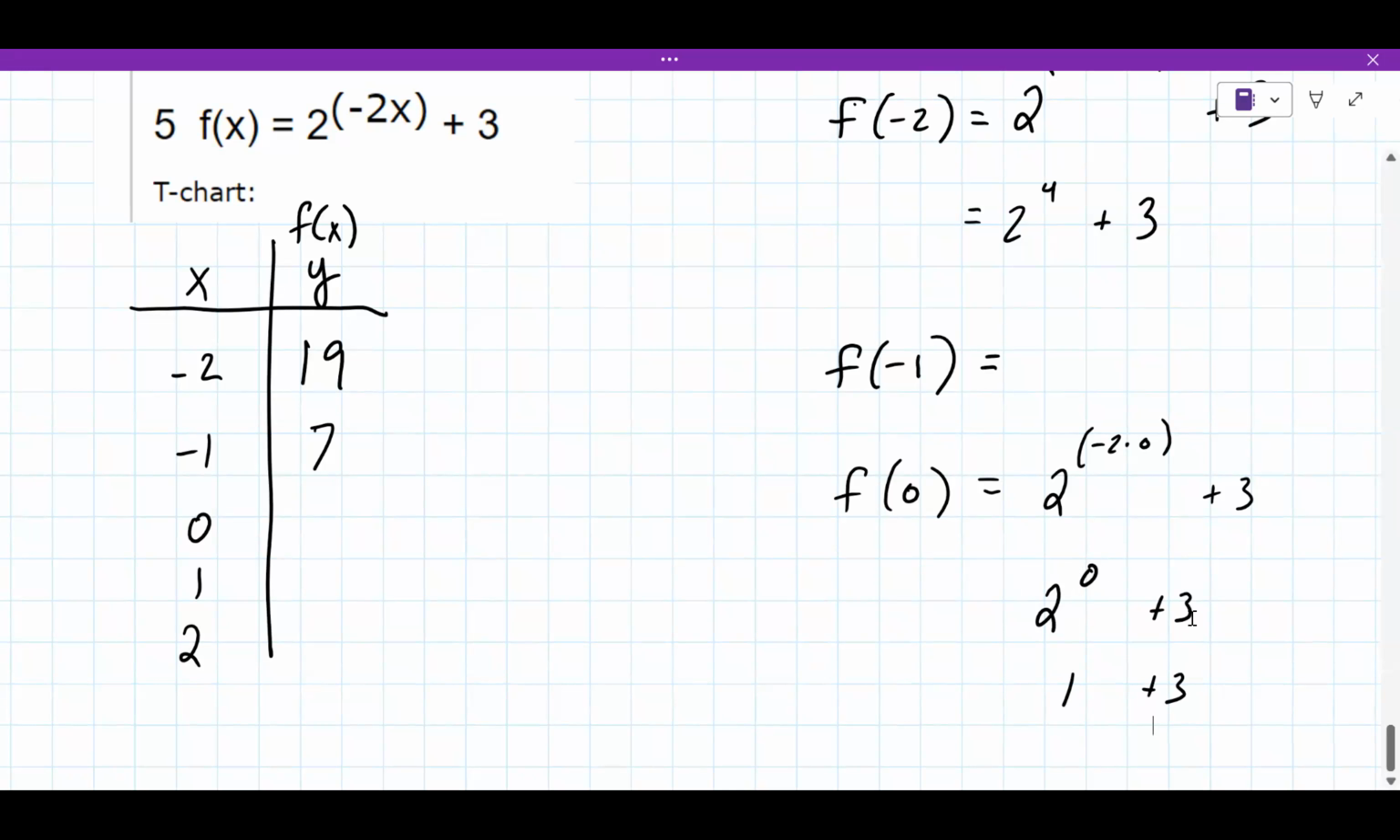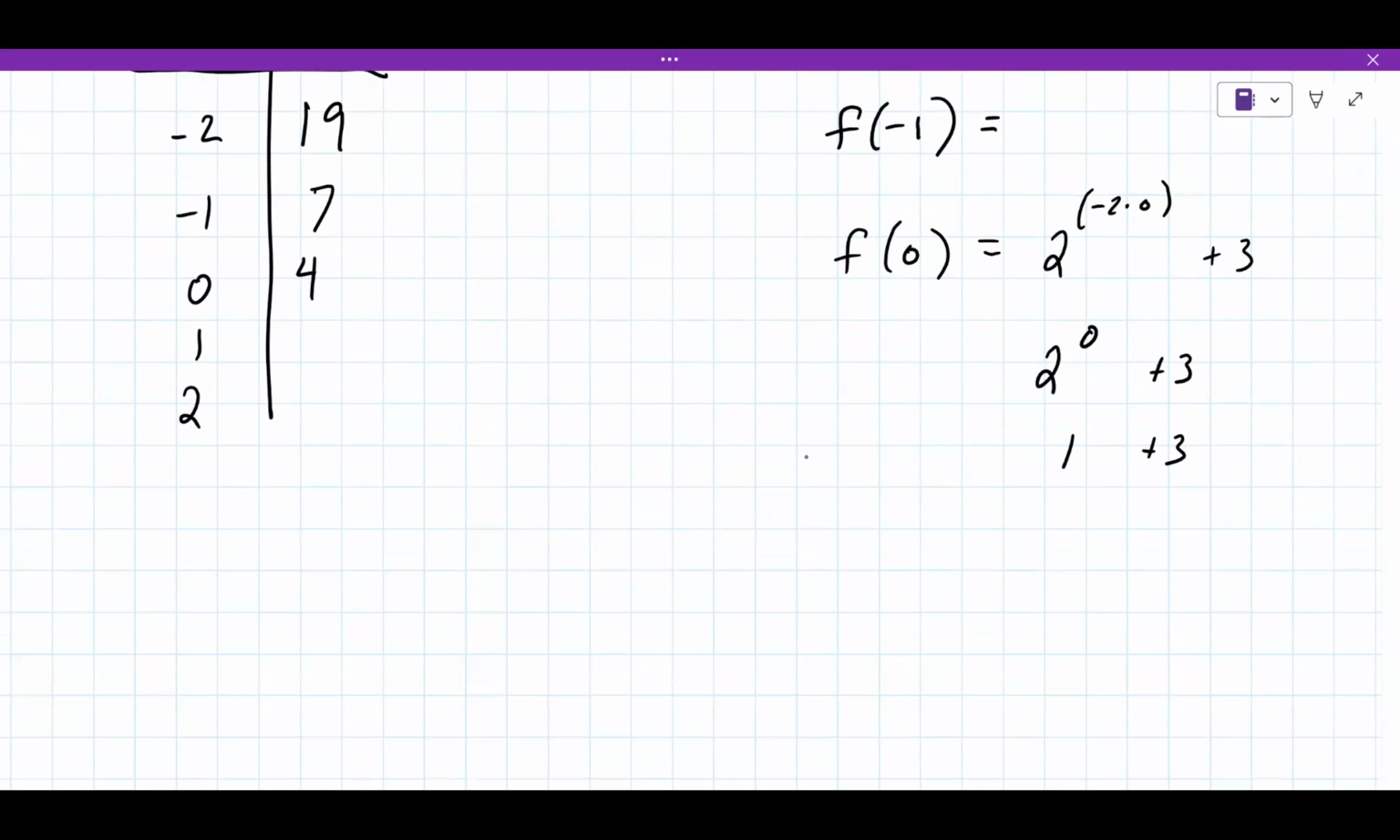Yes, good. Okay, now for the next one, I do have to get involved here. So for the next one, f of 1, make some more room here. F of 1 is 2 to the -2 times 1 plus 3.